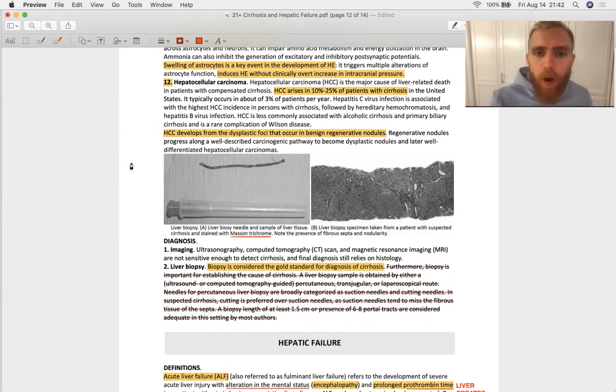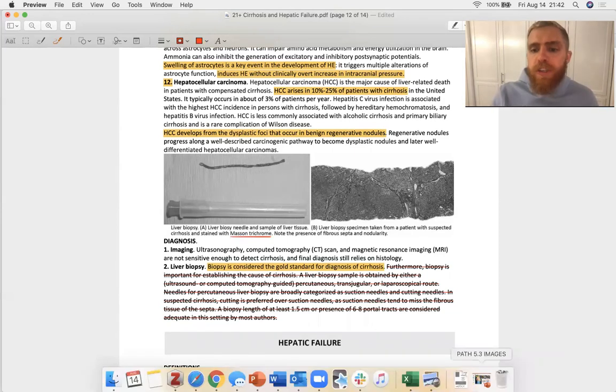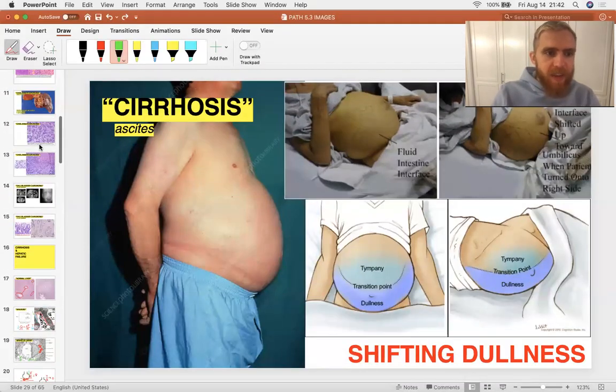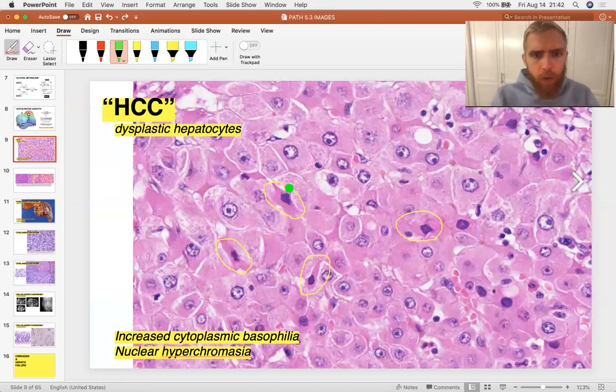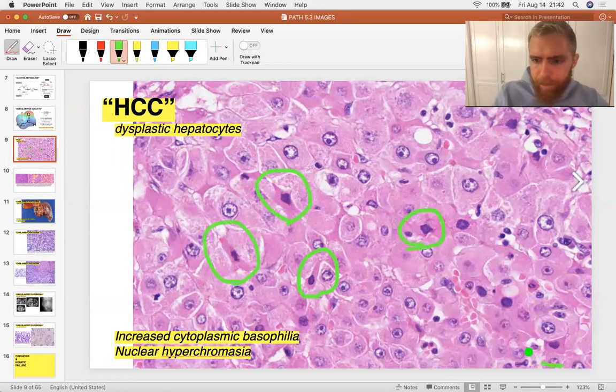Hepatocellular carcinoma, where does it develop from? Well, you've got these regenerative nodules that can turn dysplastic as more and more hepatocytes divide and mutations accrue. And so here's a good example of dysplastic hepatocytes. You can tell that they have a darker cytoplasm than their neighbors and also a darker nucleus. So they're a little bit more solid pink, not really a pale pink, those dysplastic hepatocytes. And they also have lost their plump polygonal shape, most of them as well.